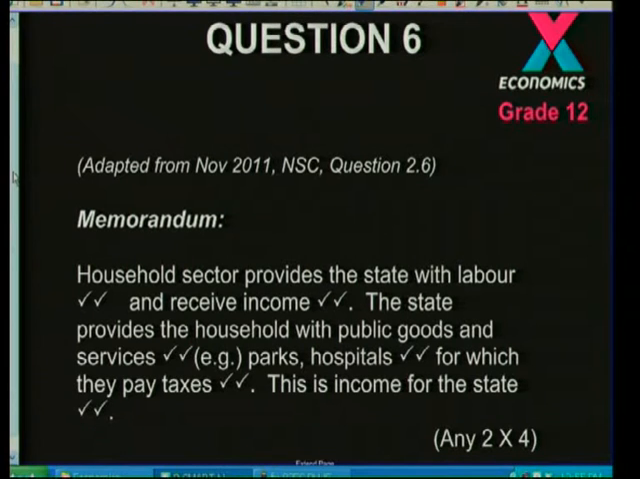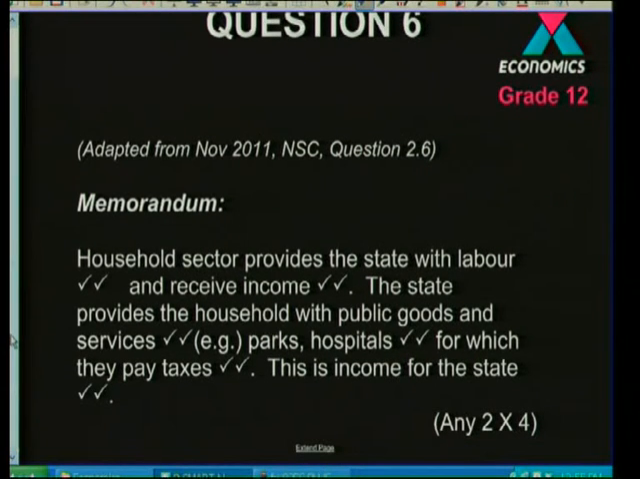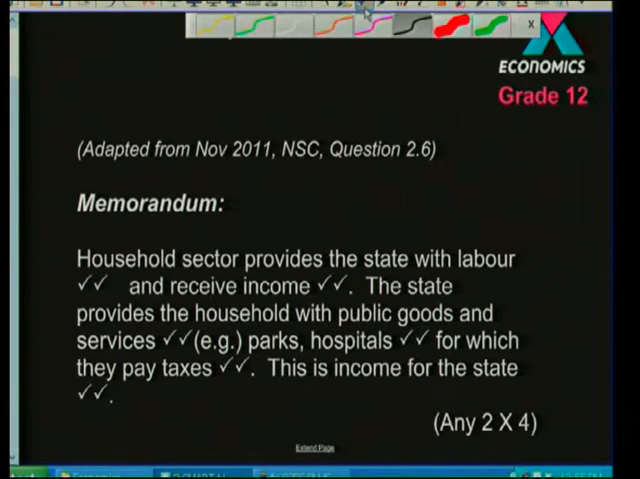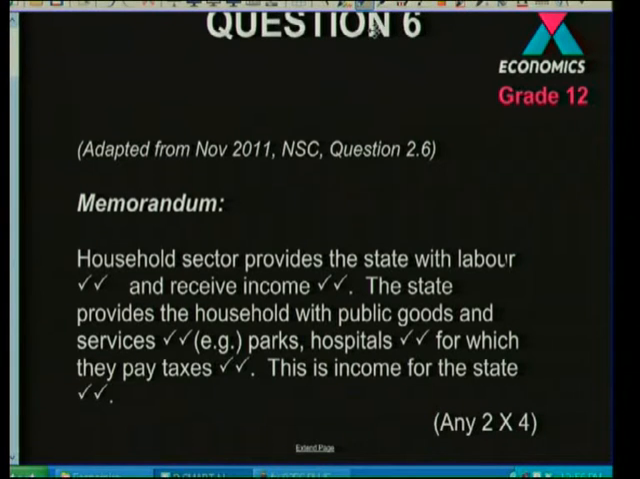I know that we've already discussed the memo, but I want us to actually go back to the memorandum so that you can see exactly what the marks were awarded for. Keywords that you may use when you write this answer would be the household sector provides the state with labor, and that would be a factor of production. In return, they receive income.